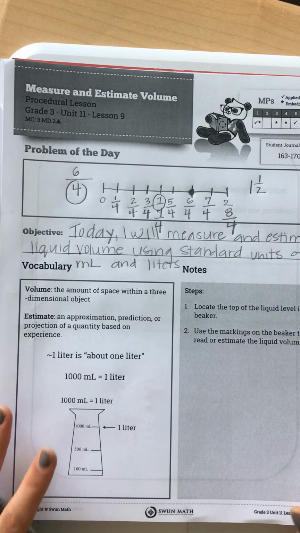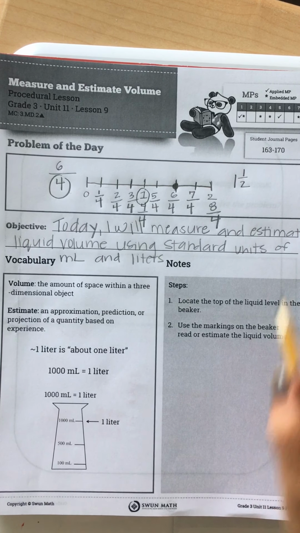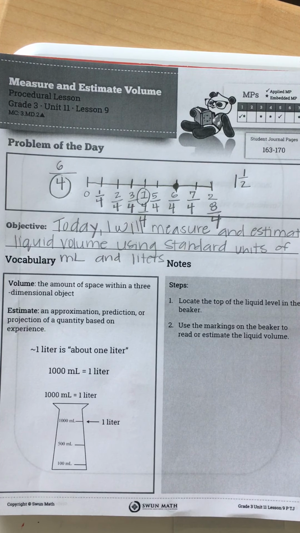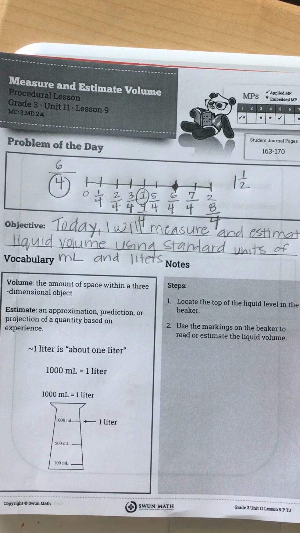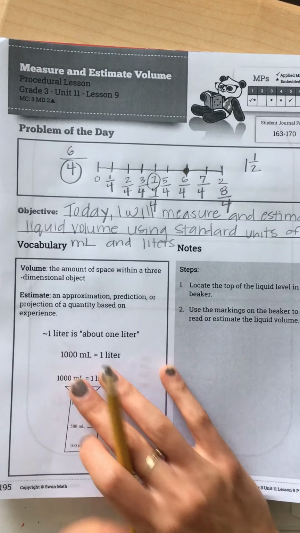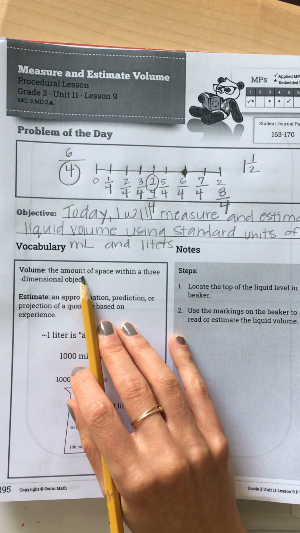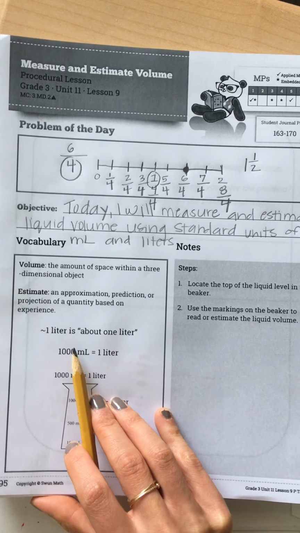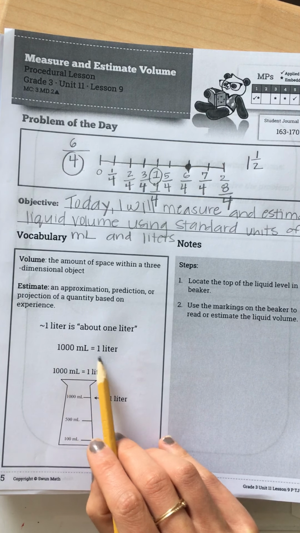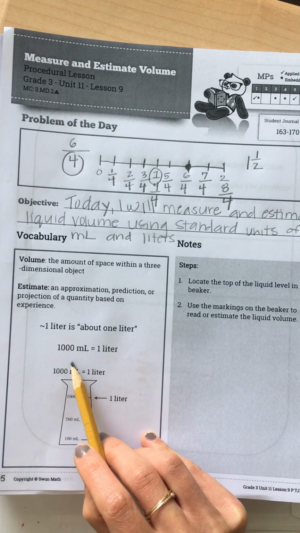So moving on, today is the same objective as yesterday. Today we'll measure and estimate liquid volume using standard units of milliliters and liters. So if we remember, we know that volume is the amount of space within a three-dimensional object. So we're not thinking about the outside of an object, but we're talking about the inside, the amount of space inside that 3D object. Okay, so if you had a water bottle, how much space is on the inside of your water bottle? We also know that 1 liter is equivalent to 1,000 milliliters.